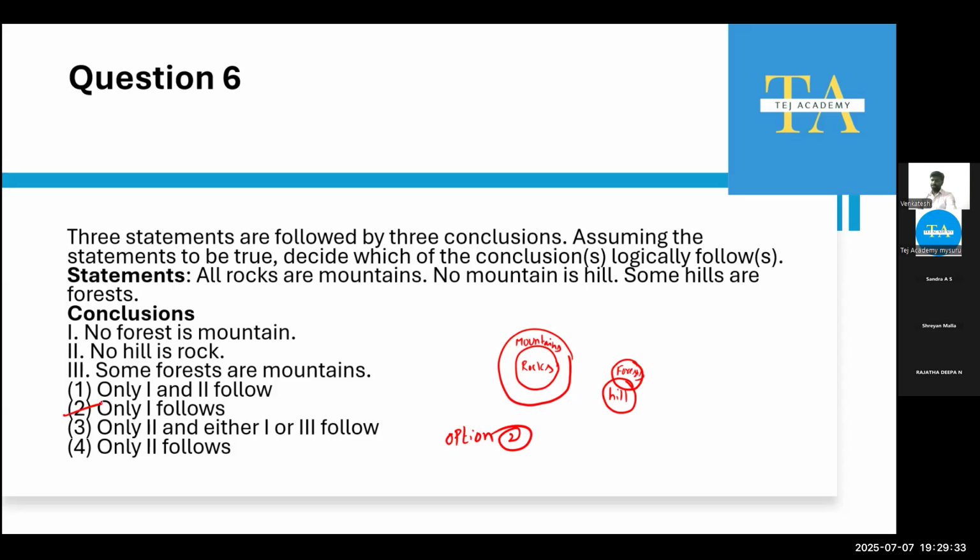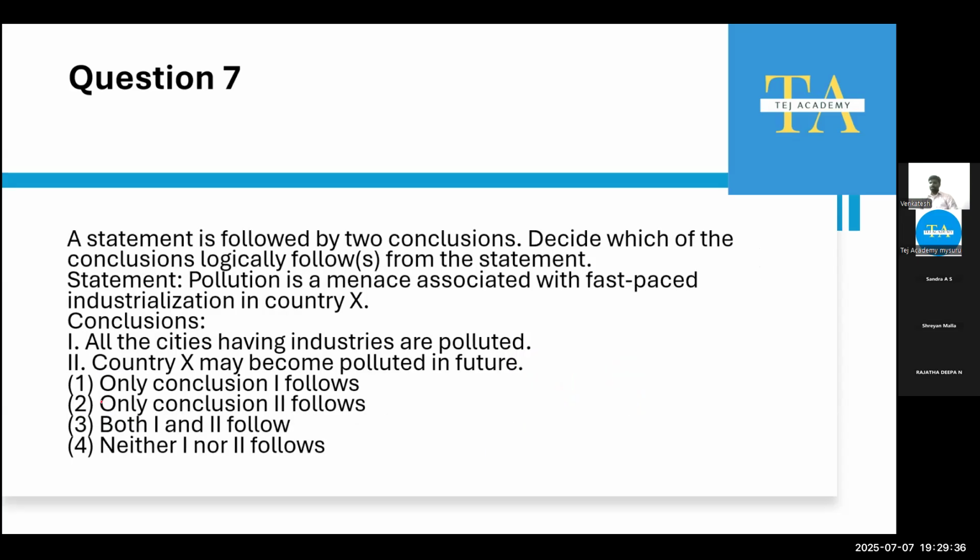Okay, so next question number 7. The statement is followed by two conclusions. Decide which of the conclusions logically follows from the statement. Pollution is associated with the fast-paced industrialization in the country X. Conclusions: all the cities having industries are polluted. Is it true?